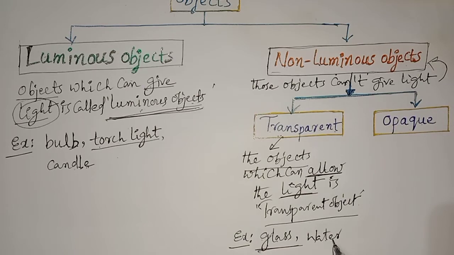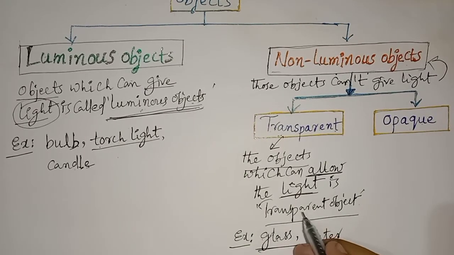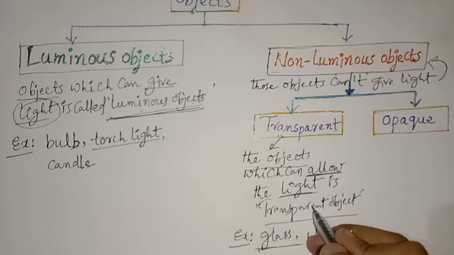Yes, light can travel in water. So water can allow the light. So water becomes what? Transparent objects. Water can allow what? Light. So water becomes a transparent object.